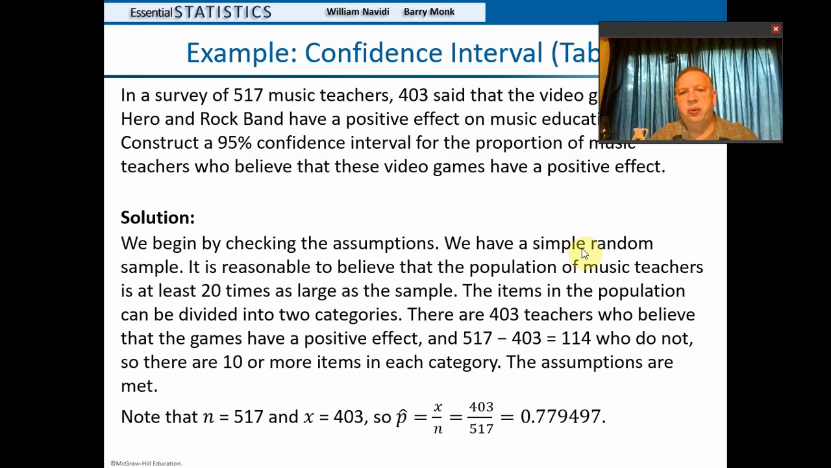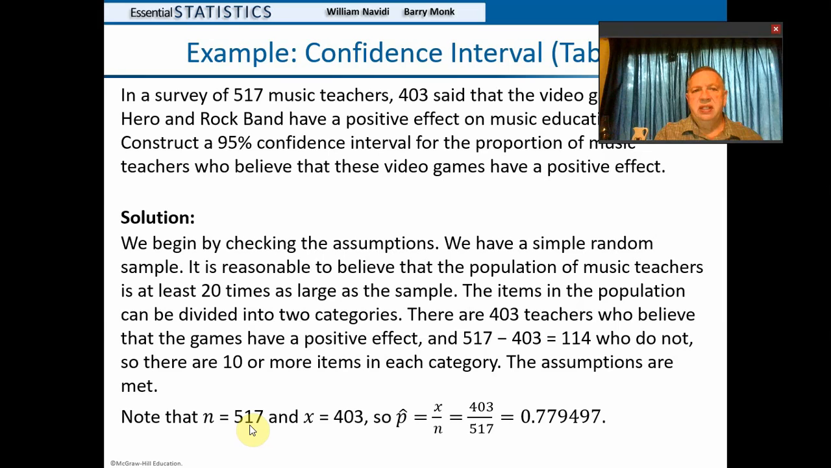Simple random sample. The population of music teachers is certainly more than 20 times as large as 517. So I can divide them into two categories. You either believe that the games have a positive effect or not. And here is the size of those. 403 teachers believe that they have a positive effect. The others, 517 minus 403, 114, do not. So both of them are at least 10.